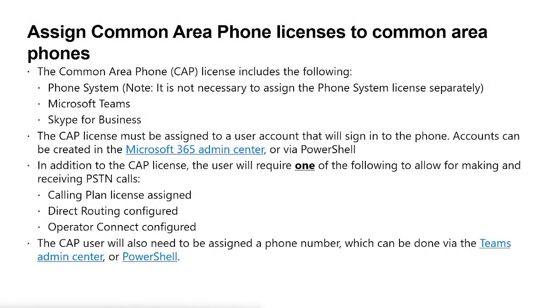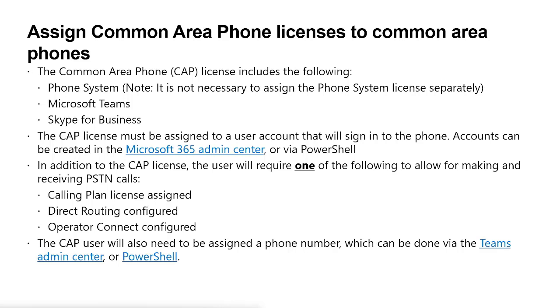The next item we're going to cover is assign common area phone licenses to common area phones. So a common area phone is a device that's going to live in an open or shared space, something like a hotel lobby or a lunchroom. The Common Area Phone License, or CAP license, includes all of the capabilities that are needed to activate that account that's going to be used for the Common Area Phone. You don't need to assign a phone system license separately to that account. The license is assigned to the user account that you create to sign into the phone.